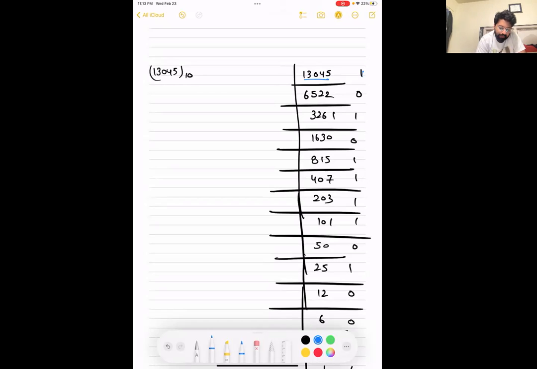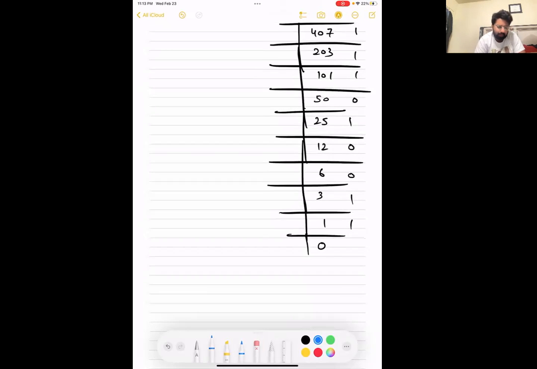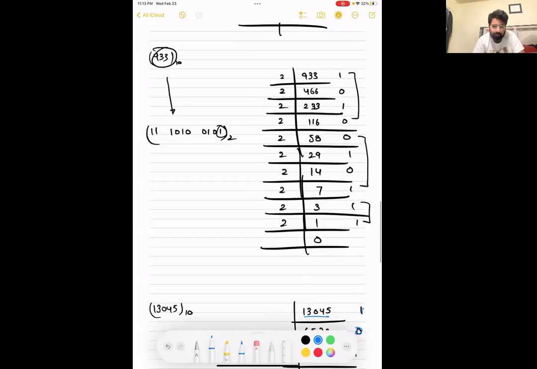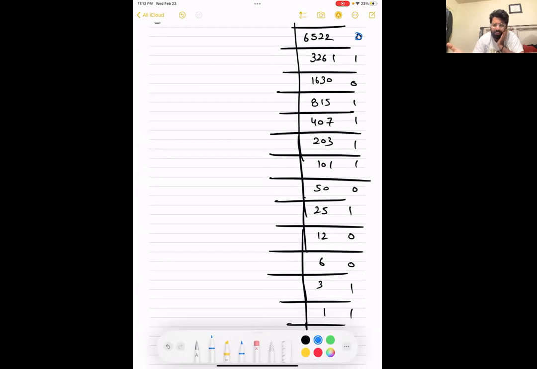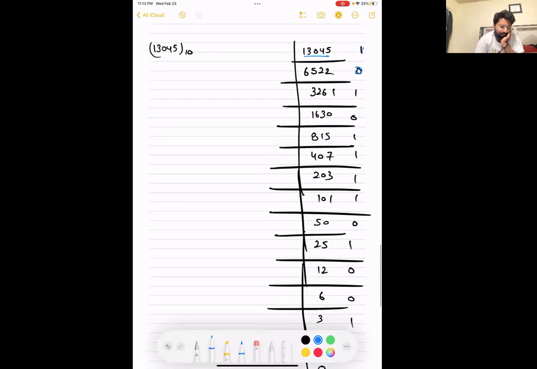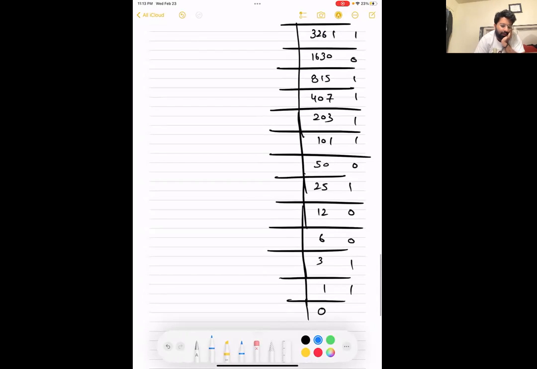So this was an odd number. I put 1 here. Divided by 2 gives me 6522.5, which is an even number, so 0. And I kept on doing that until I got 0. I think it's just basic math. It's similar to these problems, but just a little bit longer. There is nothing special about this problem, so I just did the math by myself. So odd 1, even 0, odd 1, odd 1, odd 1, odd 1, 0. It's the same thing.